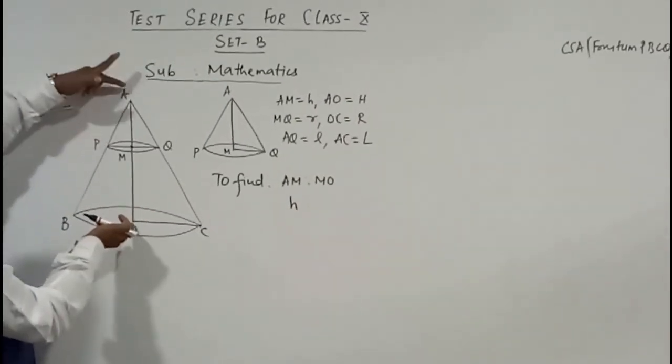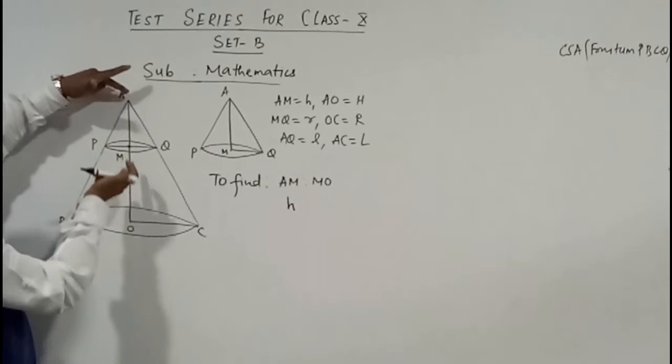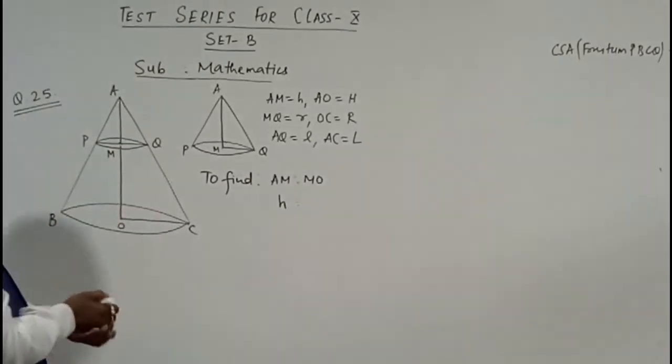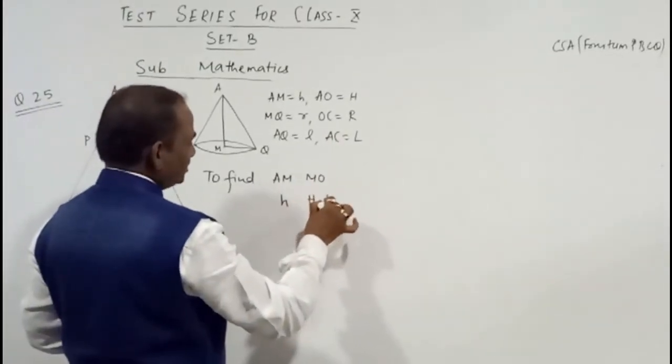MO is equal to AO minus AM. AO is capital H and AM is small h. So this is capital H minus small h.